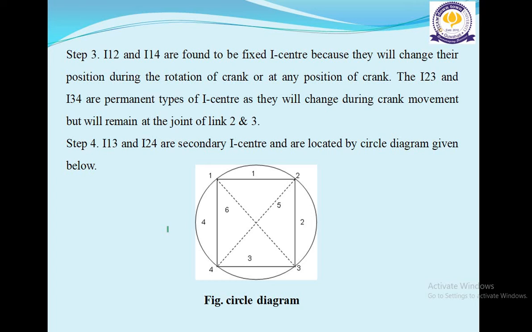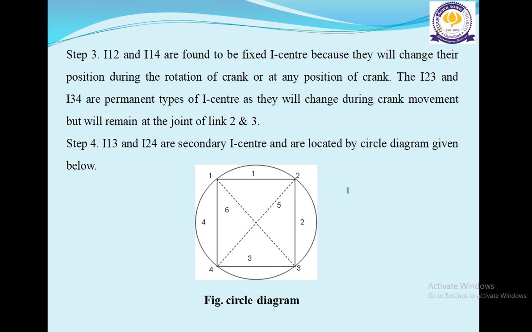Step 3, I12 and I14 are found to be fixed I-centers because they will not change their position during the rotation of the crank or at any position of the crank. I23 and I34 are permanent types of I-centers, as they will change during crank movement but will remain at the joint of link 2 and 3. Step 4, I13 and I24 are secondary I-centers and are located by the circle diagram given below.